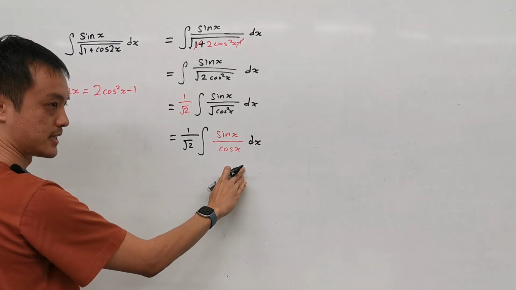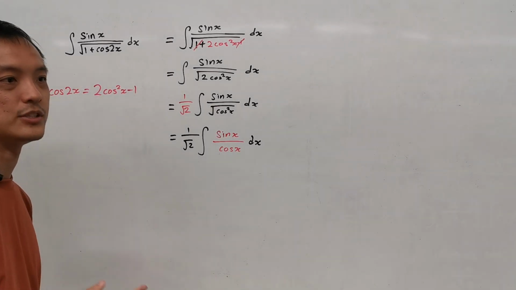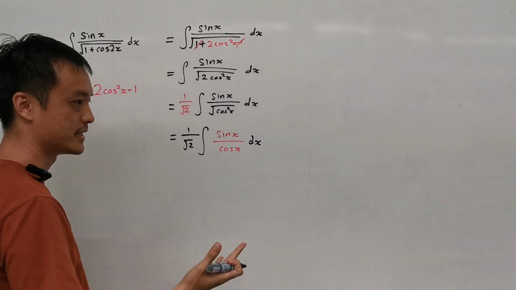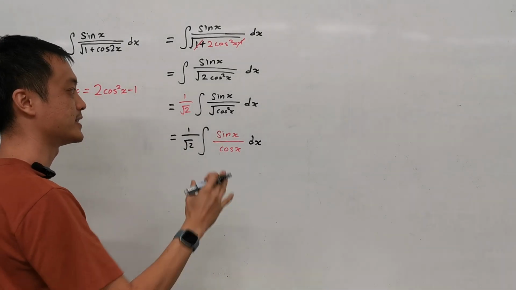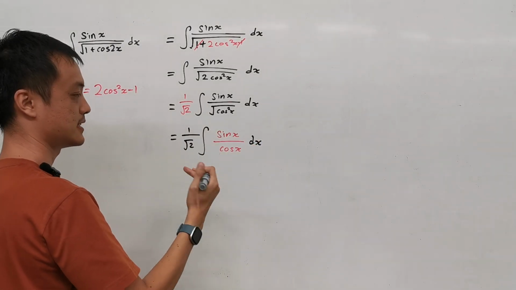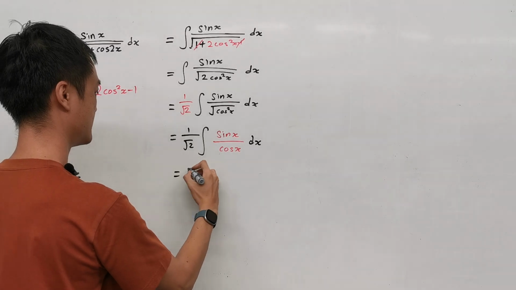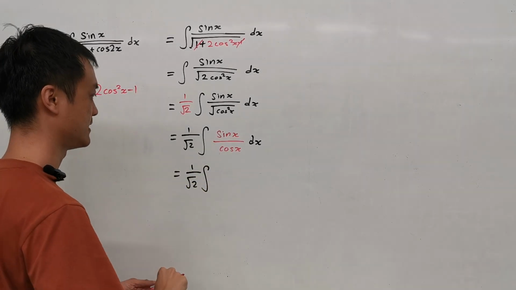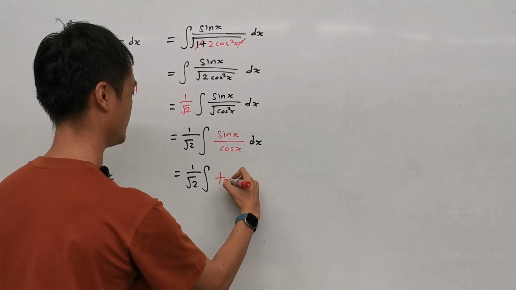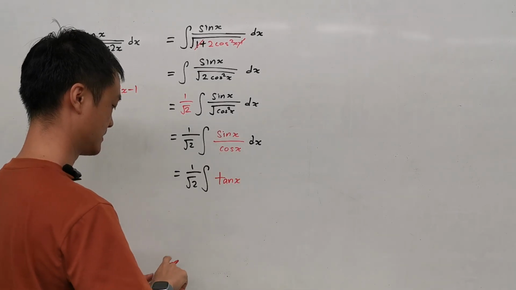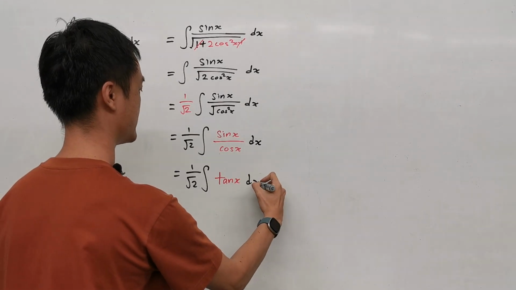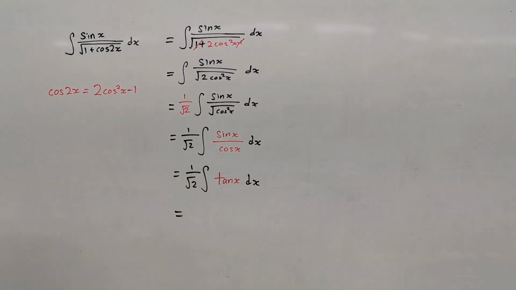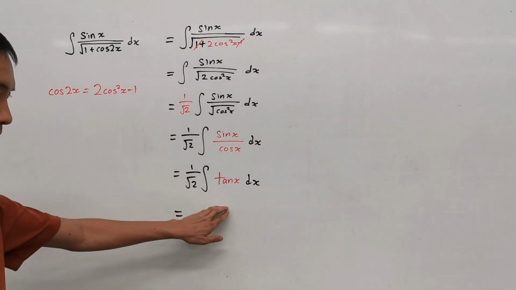Now sine x over cosine x, again, we try to simplify things by using trigonometry identity again. Sine x over cosine x is just tangent x. We'll copy this thing over again, and then we'll change the integration to tangent x with respect to dx. Now the only task that we need to do is to integrate tangent x.